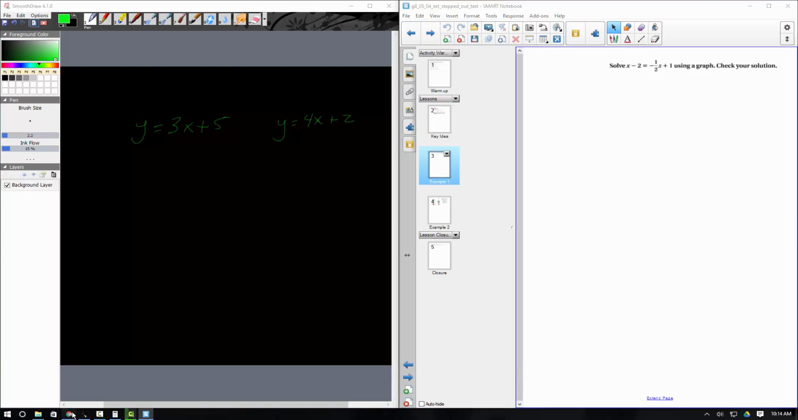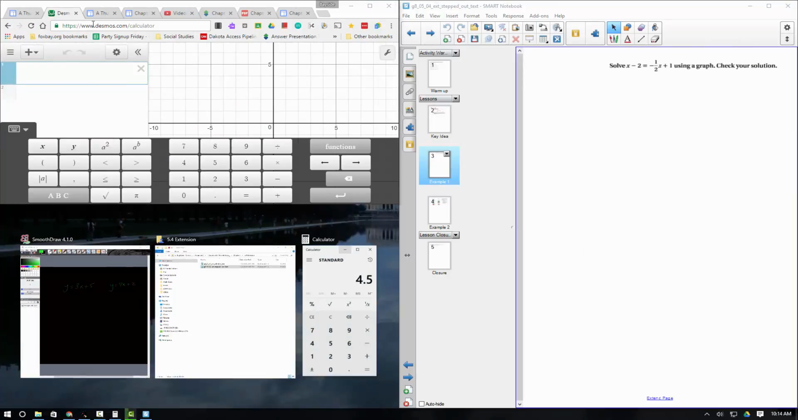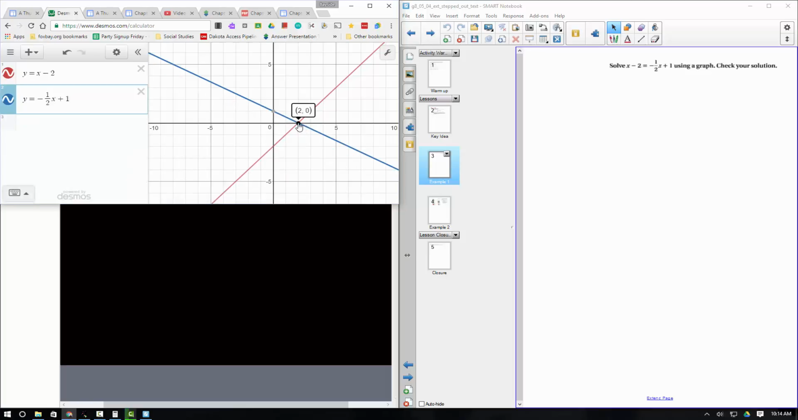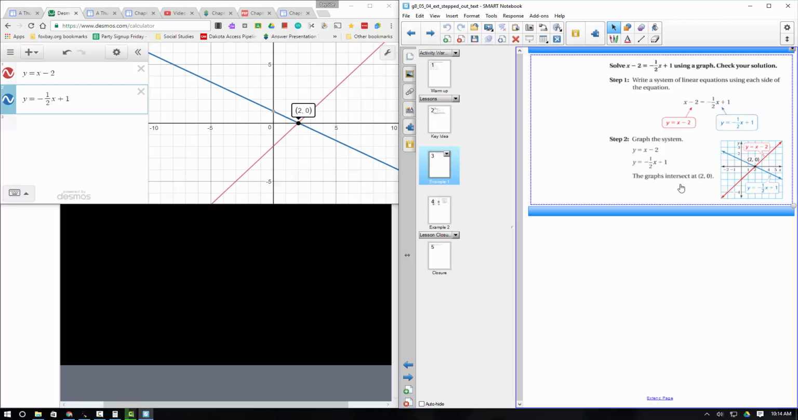So I'm going to go through, and I have my two equations here. My first one is y equals x minus 2. And the second one is y equals negative 1/2 x plus 1. And look for where they intersect. They intersect at 2, 0. And there we go.